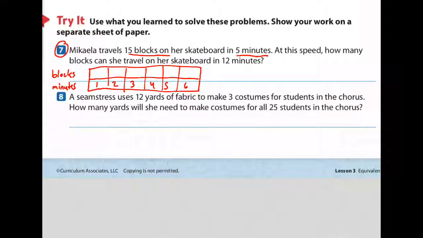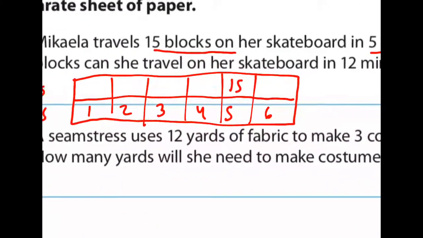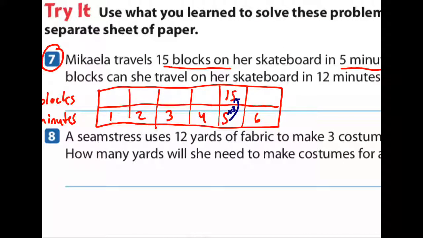All right, now I know she can do 15 blocks in 5 minutes. Now here's what I'm going to see. To go from 5 to 15, can I zoom in on it? Yep. To go from 5 to 15, I noticed that 5 times 3 is 15, right? So I can use that to basically fill in my table. So all of the numbers, the number of minutes multiplied by 3. So 1 times 3 is 3, 2 times 3 is 6, 3 times 3 is 9, 4 times 3 is 12, and 6 times 3 is 18.